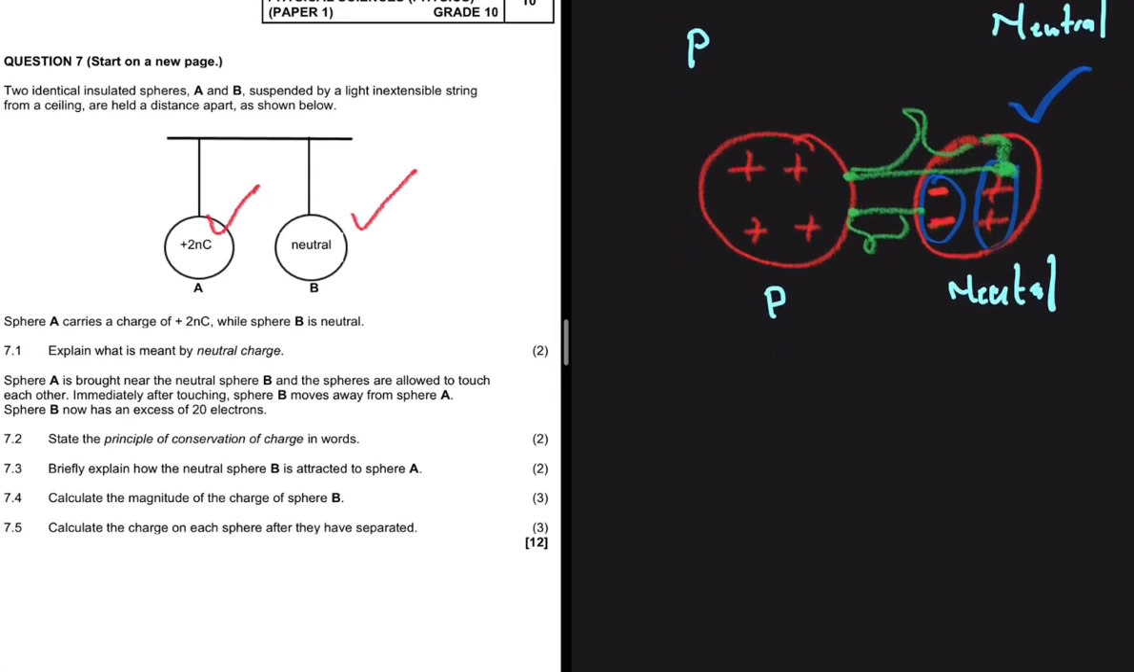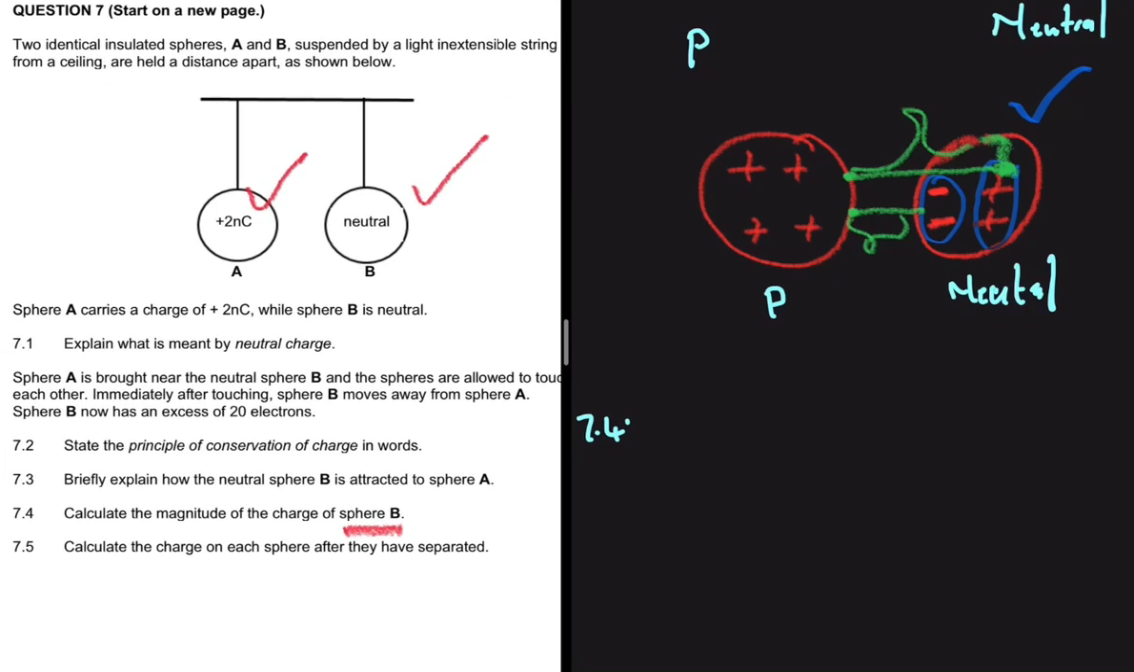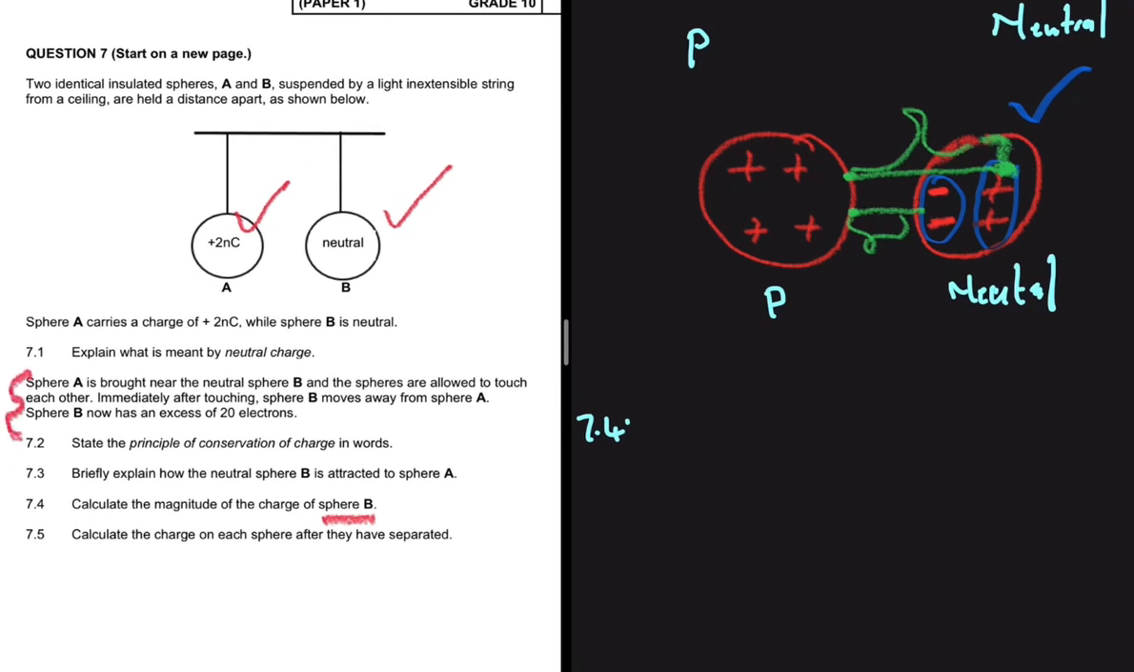Let's look at 7.4. Calculate the magnitude of the charge on sphere B. What's happening here? Let's go through our question statement. Sphere A is brought near the neutral sphere B, and the spheres are allowed to touch each other. Immediately after touching, sphere B moves away from sphere A. Sphere B now has an excess of 20 electrons. So now we have an excess of 20 electrons in sphere B.